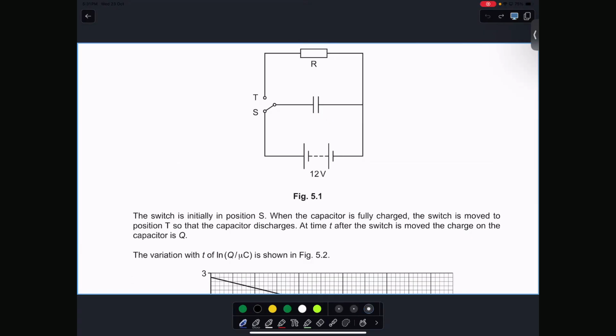Can anyone tell me what evidence gives you the idea that it's fully charged? Like, how would you know it's fully charged? Because you can't see it charge, right? So how do you know it's fully charged? It takes time to charge. So how would you know that my capacitor has been fully charged right now?